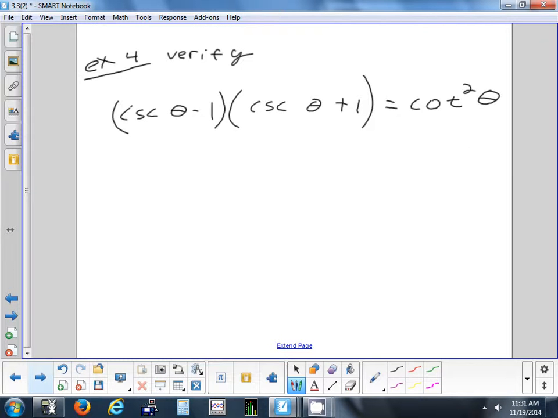All right, why don't you try that one on your own? It says cosecant minus 1 times cosecant plus 1 equals cotangent squared. This won't be a bad one. And by not bad, I mean you can do it in probably less than 3 steps, maybe 2.